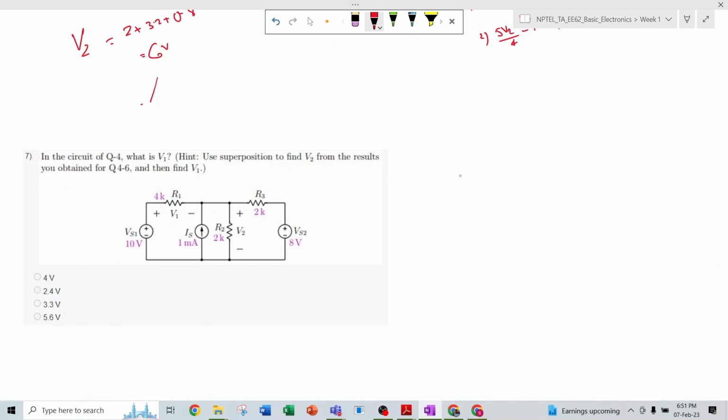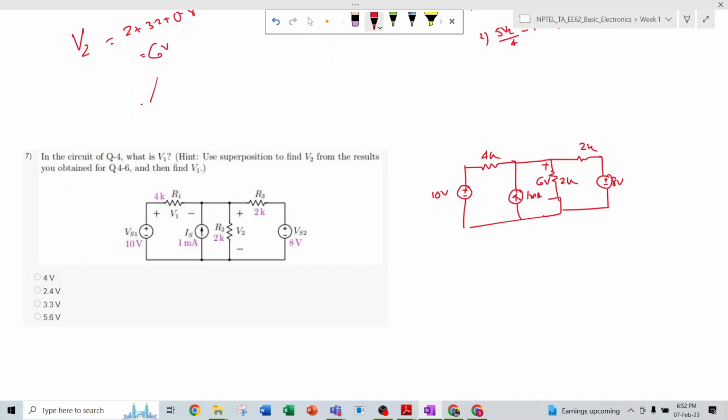So basically this is 10 volt, here we have 4K, here we have 1 milliampere, here we have 2K, this is also 2K, and this is 8 volt. So this voltage you have already found out due to these three sources. This is coming as 6 volt.